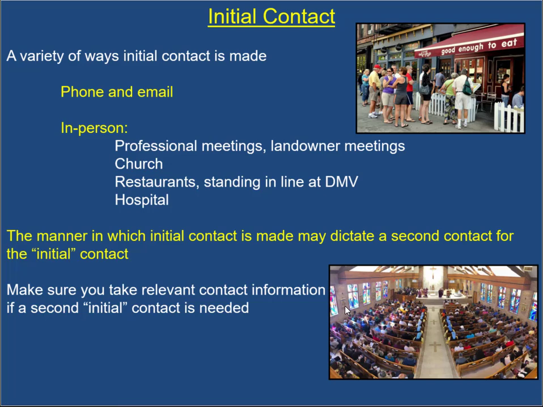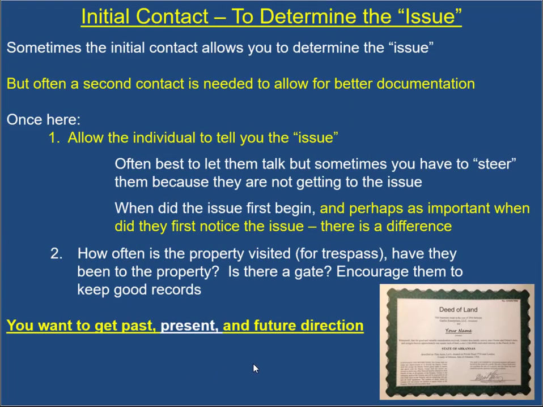So the initial contact, of course, can be by phone and email. That's a very common method, and then in person. And this can occur at professional meetings or landowner meetings, but even at churches, at restaurants, standing in line at the Department of Motor Vehicles, a couple times. Even when you're doing something medical related at the hospital, you'll make contact with folks. And of course, in the hospital, you're probably not going to have time to get the documentation that you need to provide the initial information for the site visit. So you're going to have a second initial contact in many cases.